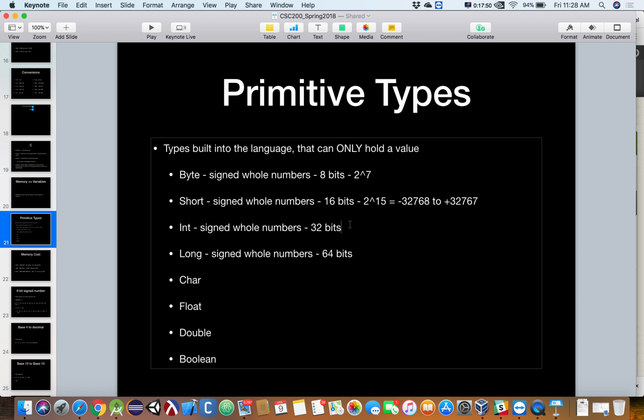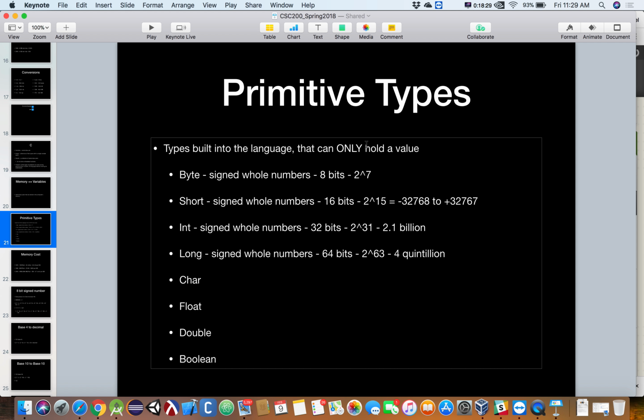An int is plus or minus 2 to the 31st power. So this is plus or minus 2.1 billion. Long is plus or minus 2 to the 63rd power, which is plus or minus a giant number. I think it's about 4 quintillion, something like that. It's the actual number, plus or minus 4 quintillion-ish.